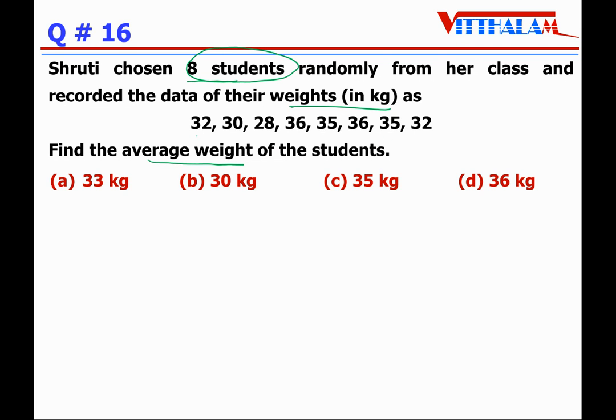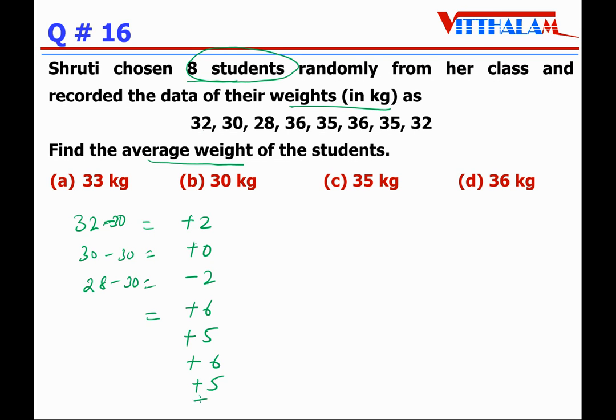Okay, so don't just add up all. Here it is plus 2, here 0, minus 2. I am just comparing with the 30. Let me explain the better way. 32 minus 30 is 2. 30 minus 30, 0. 28 minus 30, minus 2. 36 minus 30, plus 6. Then again 35, so plus 5. Again 36, plus 6, plus 5, plus 2.